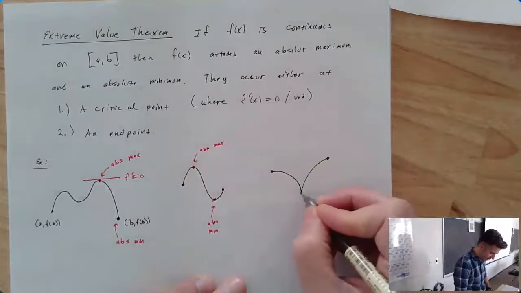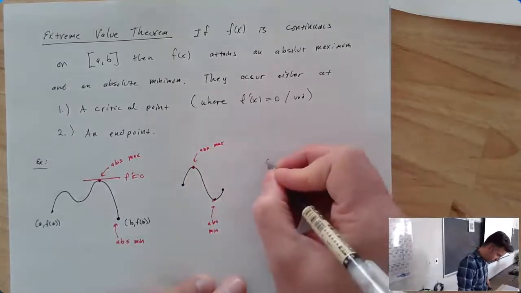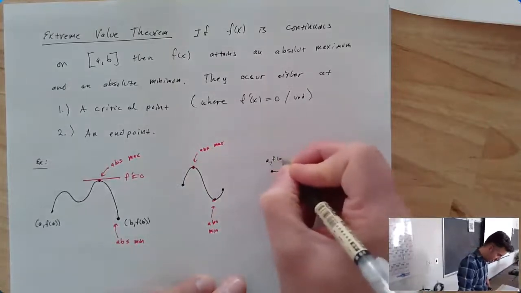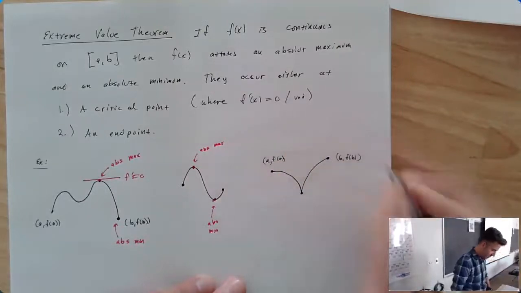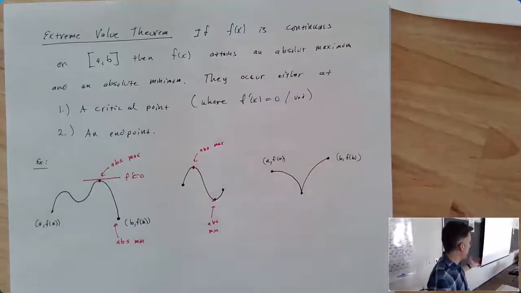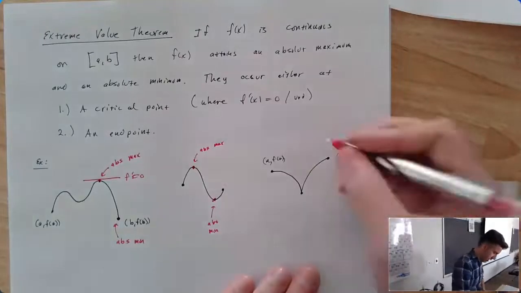So your function looks like this, where you have a comma f of a, b comma f of b. Not that you really need to write these things in. I'll just point out again: closed interval, the function's continuous. So we definitely have an absolute maximum at the right endpoint.